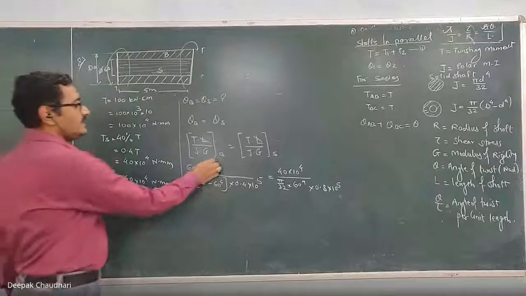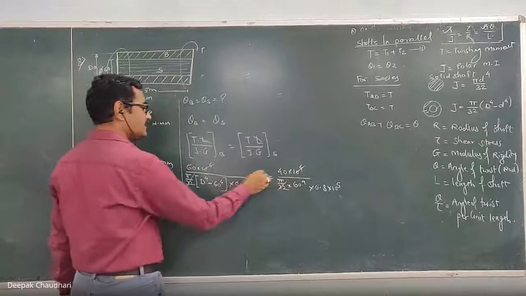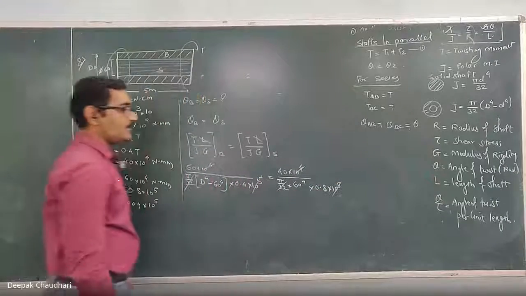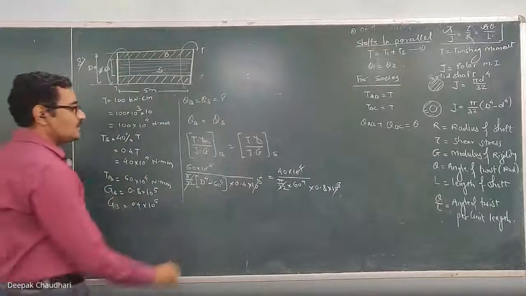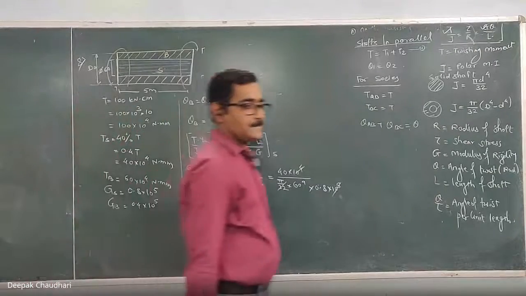Okay, here the 10 to the power 4 and 10 to the power 4 get cancelled, pi by 32 gets cancelled, and 10 to the power 5 and 10 to the power 5 get cancelled. Simplify this, you will get the diameter of the brass tube.